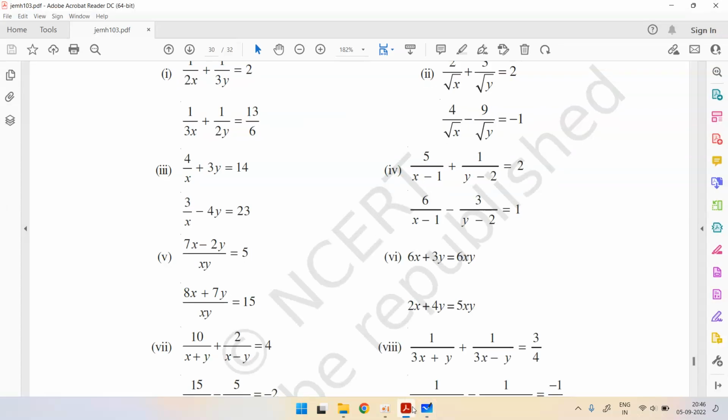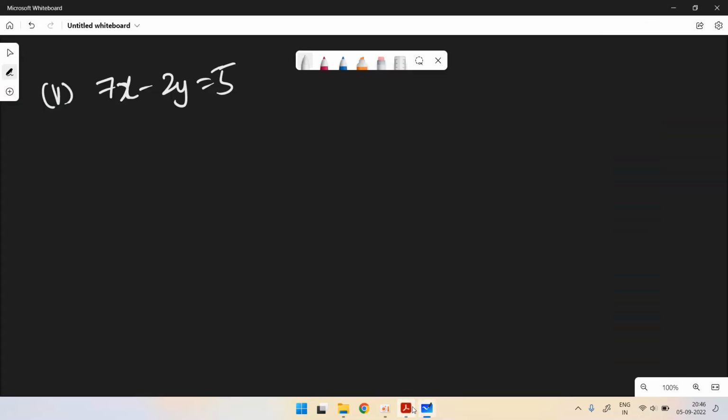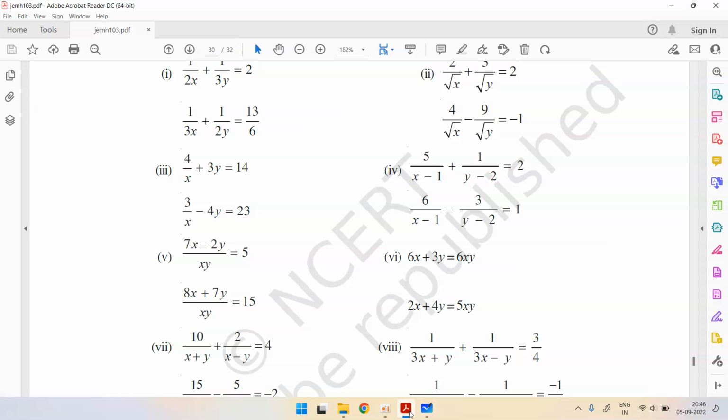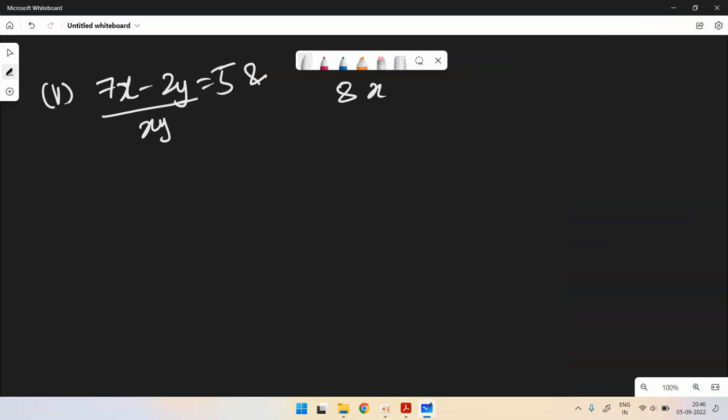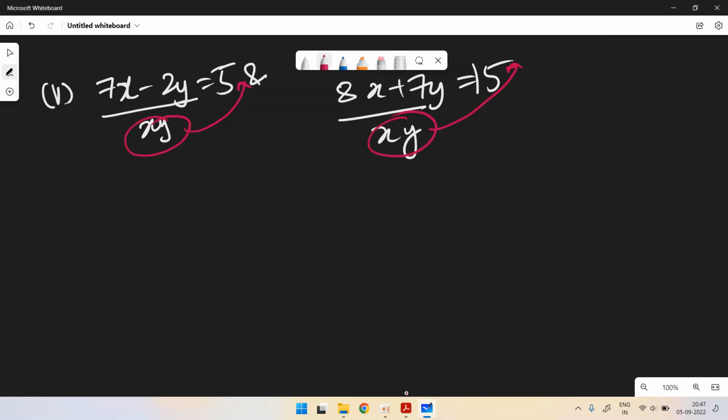So 2y equal to 5 by x minus y, by xy equals 5, and another equation is given to be 8x plus 7y equals 15 by xy. Now if you see this, and if by mistake you carry this to here and this to here, you will see that xy will always remain in the question, but this is not desired.